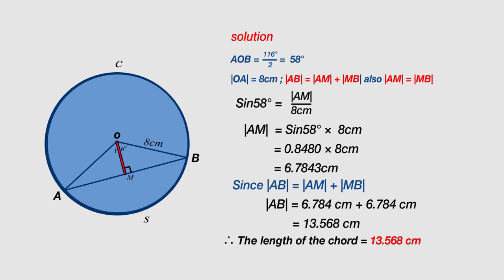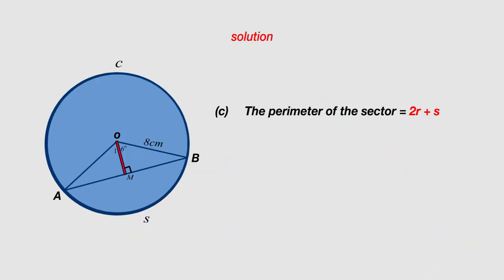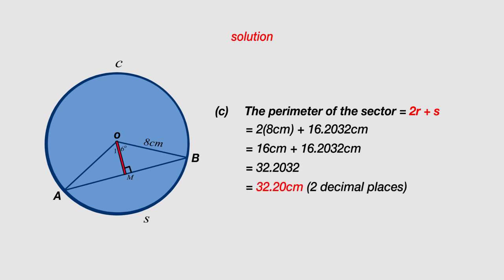Now, in the C part of the question, the perimeter of the sector will be equal to 2r plus s. So we multiply 2 by the radius and add the length of the arc. So that gives us 2 times 8 plus 16.2032, which is 16 plus 16.2032. And our answer is 32.20 to 2 decimal places.